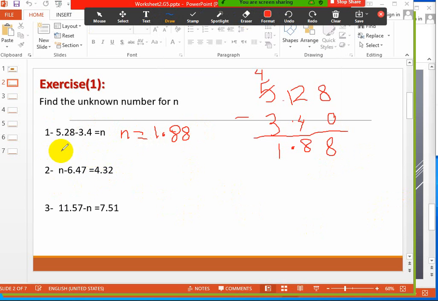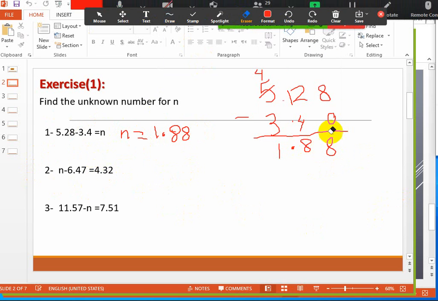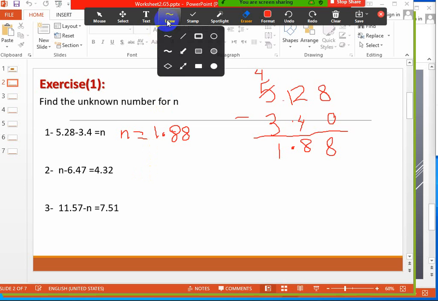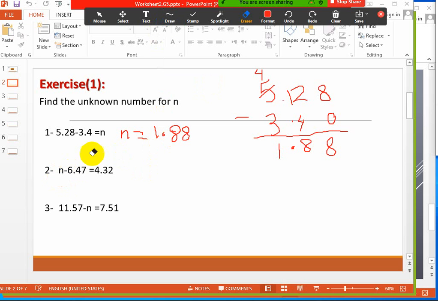Now I want to find n in the second exercise. Also, n minus 6.47 equals 4.32. n is the number that I will subtract from this number 6.47. The difference, or the answer, will be 4.32. So, girls, how will I find n here? Could you please tell me how I will find it? What do I have to do here to find n? Please type in the chat.